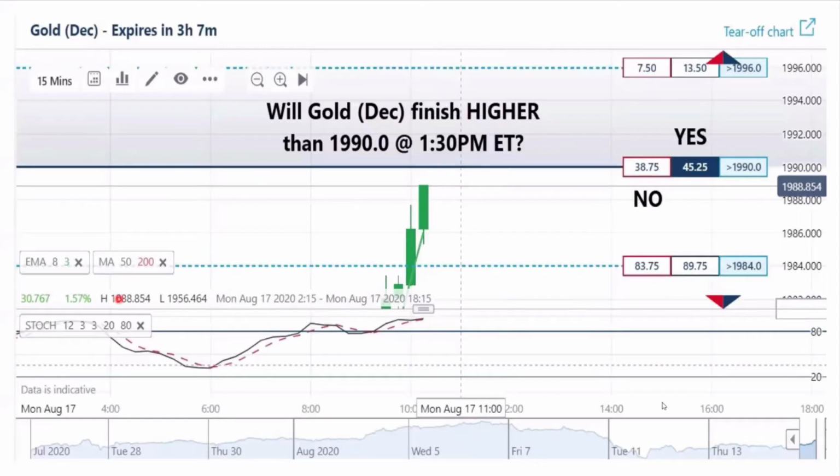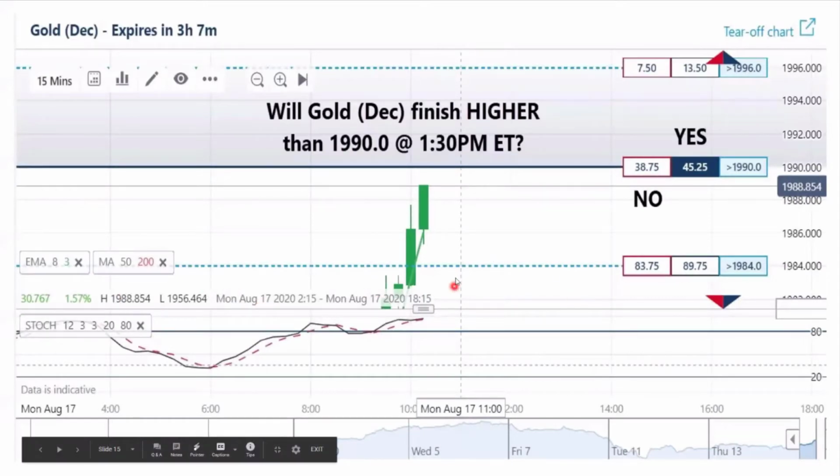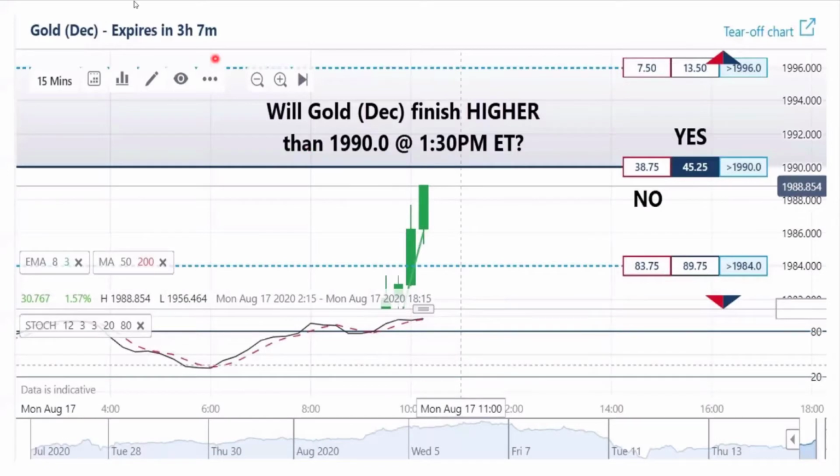So here's a visual example of Monday. Gold was on an uptrend. You see these 3 big bullish candles here. This is a 15-minute chart. In the upper left-hand corner, you can see this trade's going to expire in 3 hours and 7 minutes. Now, my proposition was, you see this little line right across here at 1990? The proposition was, will gold finish higher than this line at 1:30 p.m.? At this time, it was 10:30 in the morning, so I've got roughly 3 hours left. Will it go above there?